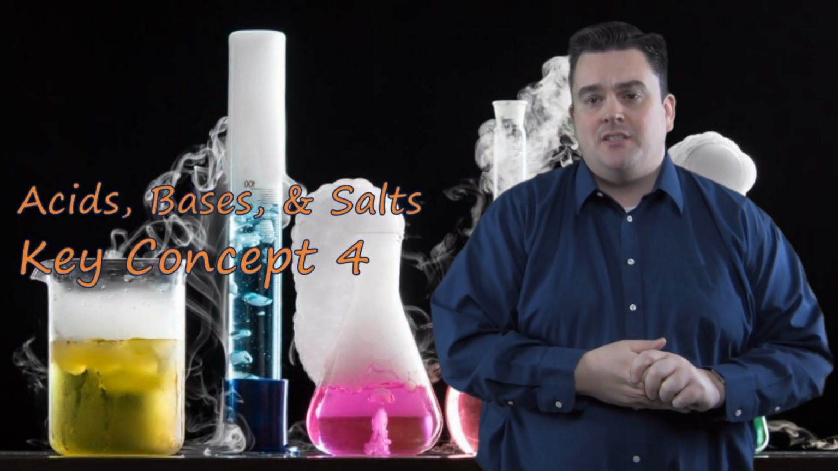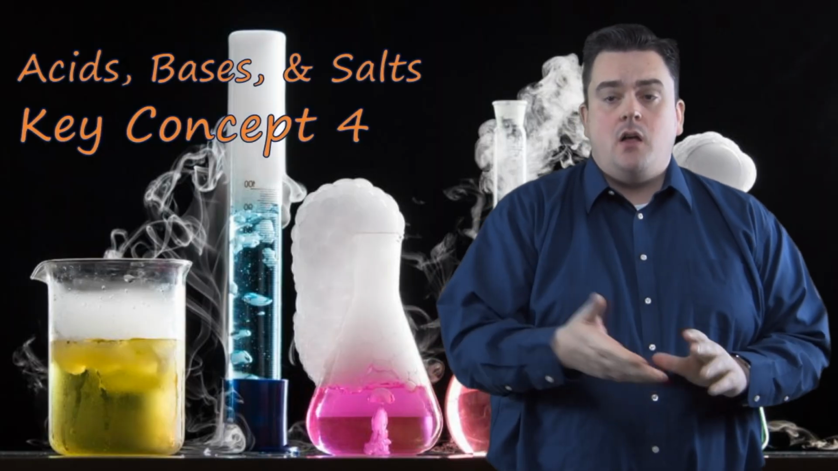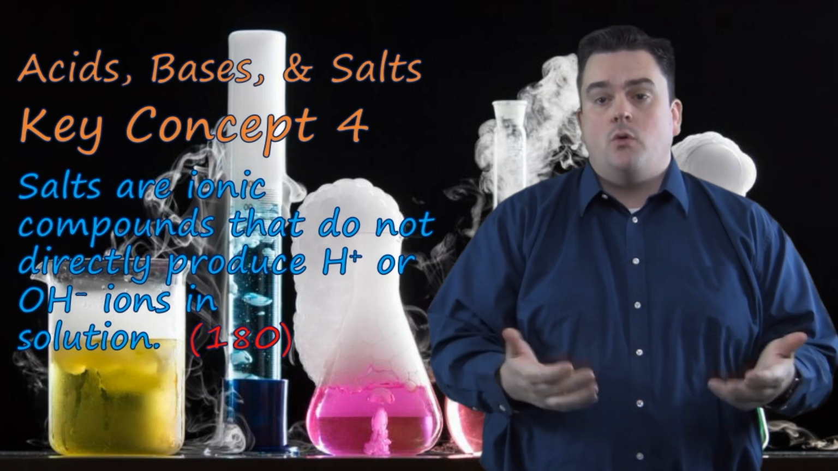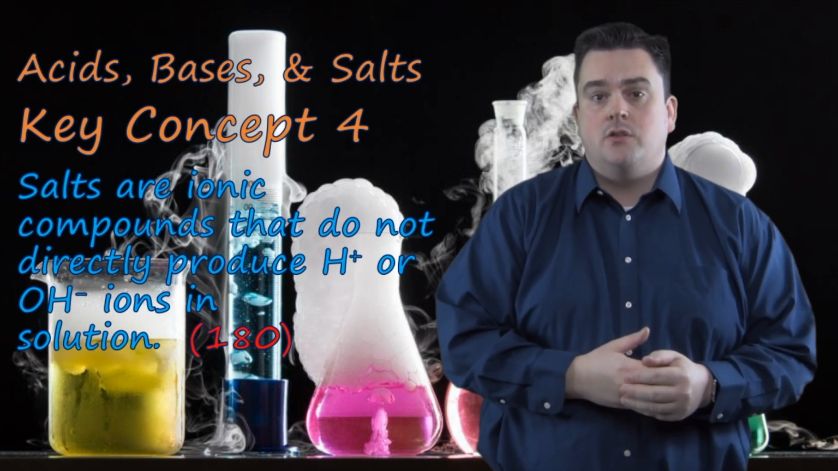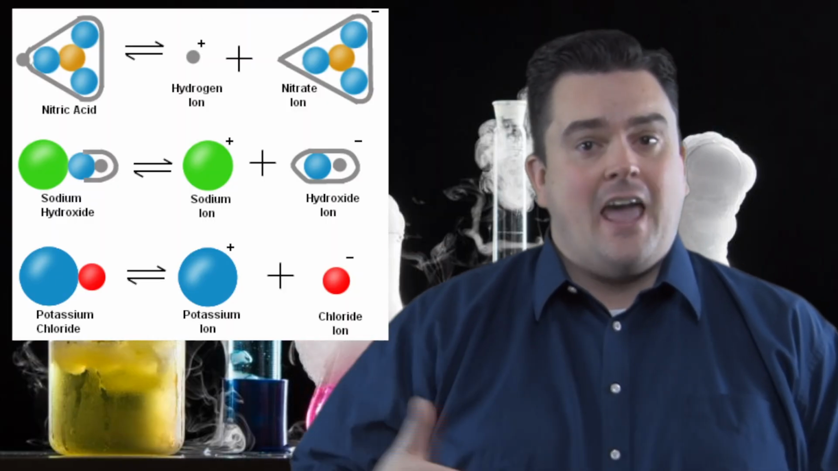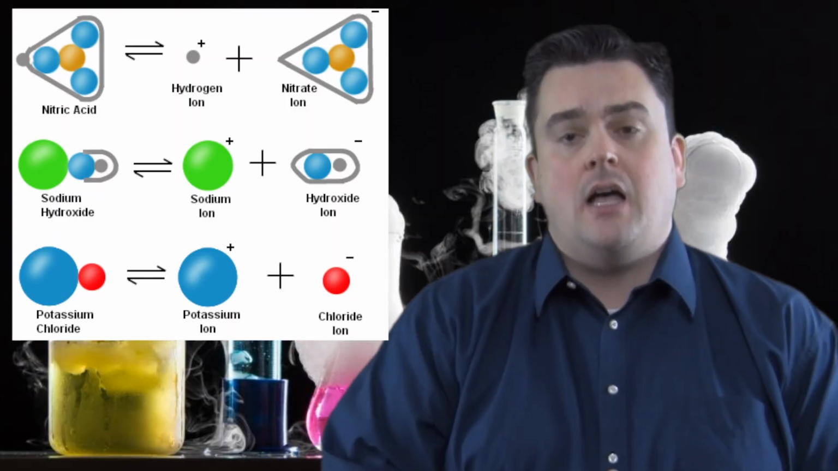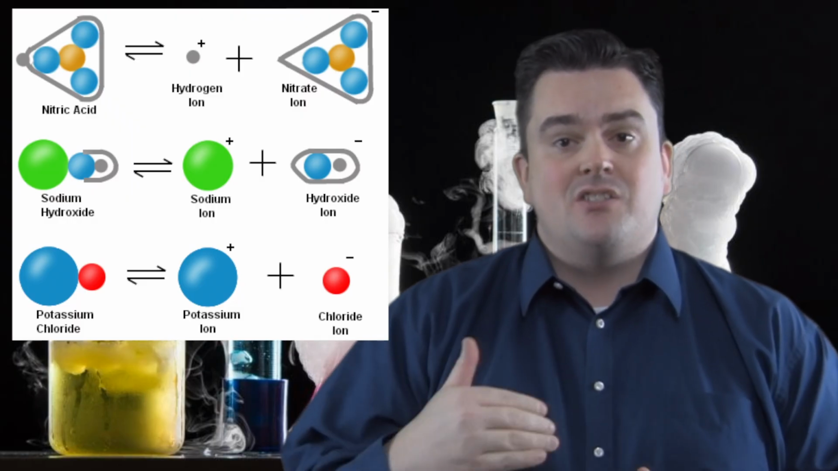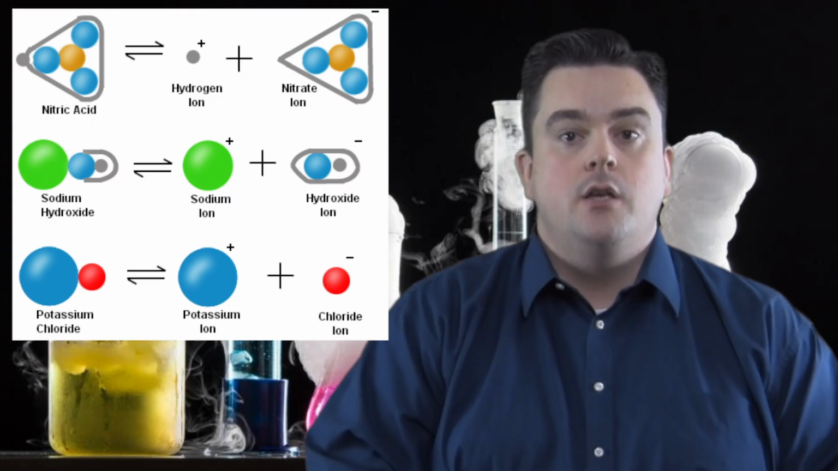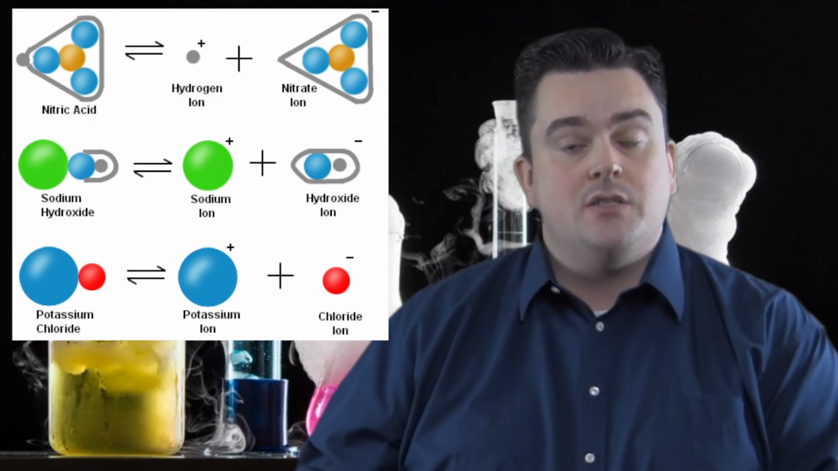Acids, bases, and salts, key concept 4. Salts are ionic compounds that do not directly produce H+ or OH- ions in solution. As you can see, our acids, bases, and salts all produce ions in solution. But salts, which contain a metal and a nonmetal and are ionic substances, do not produce H+ nor OH-.